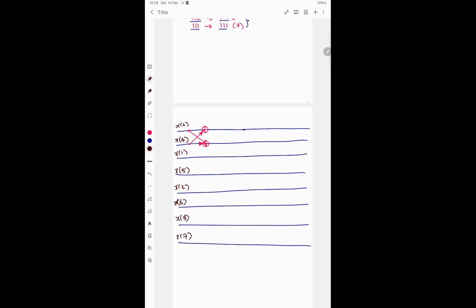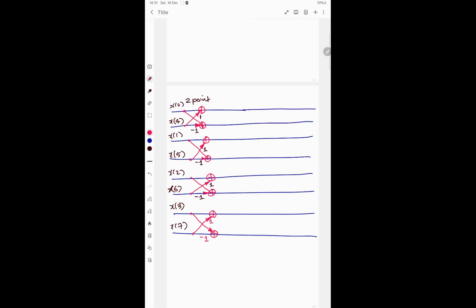To do the 2-point FFT, we have to consider 2 lines at a time, and this factor, the diagonal one, is normally a multiplication factor of 1, and this factor is the multiplication factor of -1, and the same process will continue for the rest of the pairs. Likewise, we can complete all the pairs: the first 2 lines, the second 2 lines, third 2 lines, and fourth 2 lines. So this is called the 2-point FFT implementation.